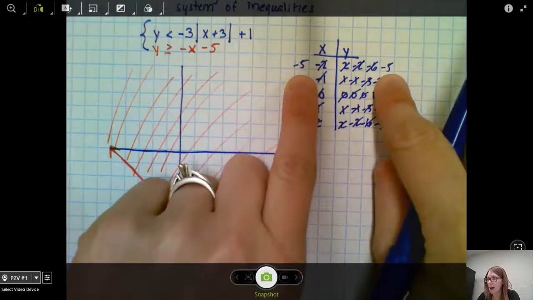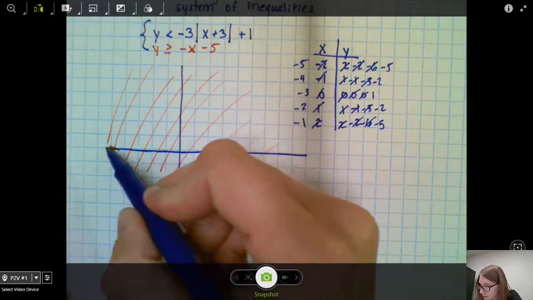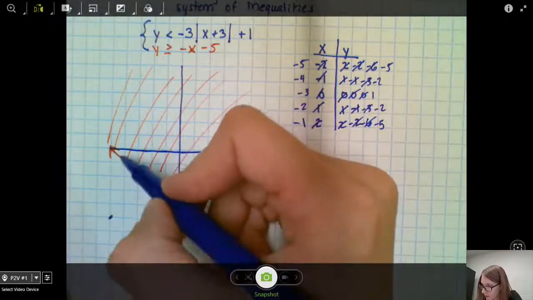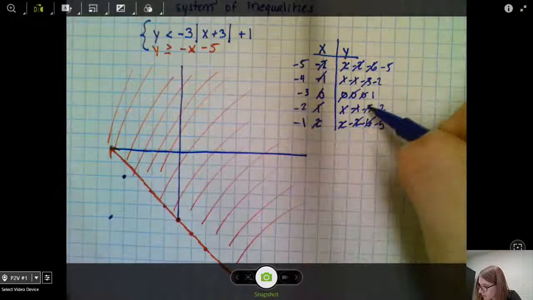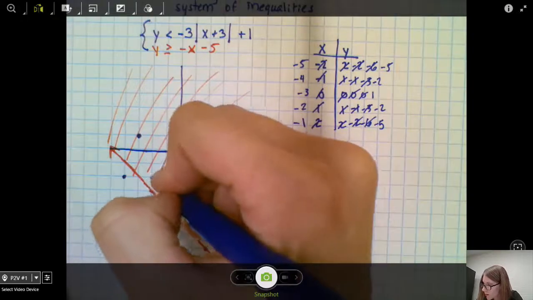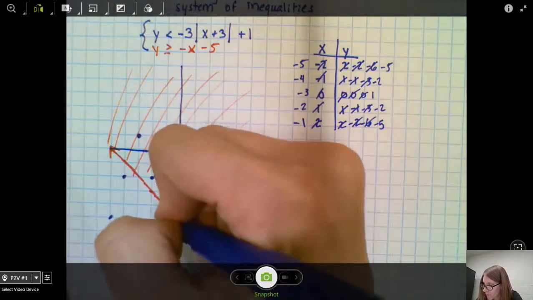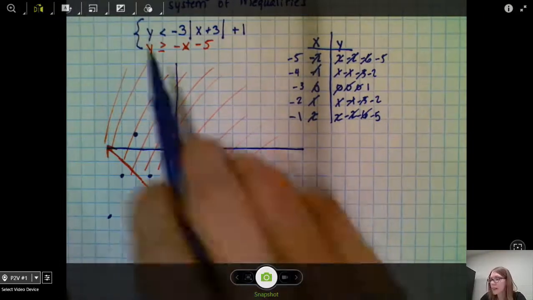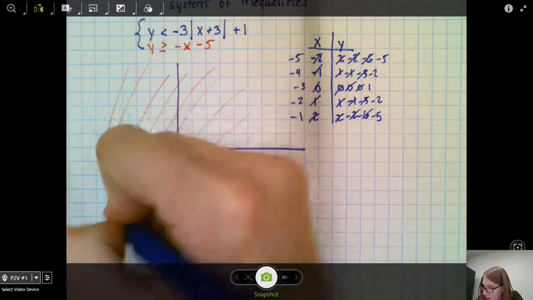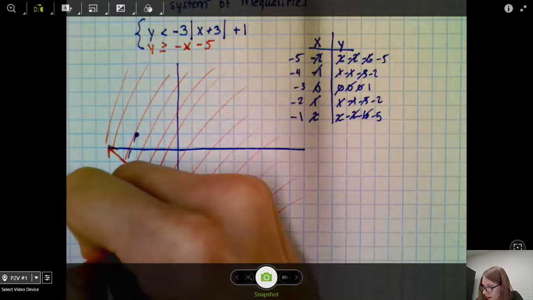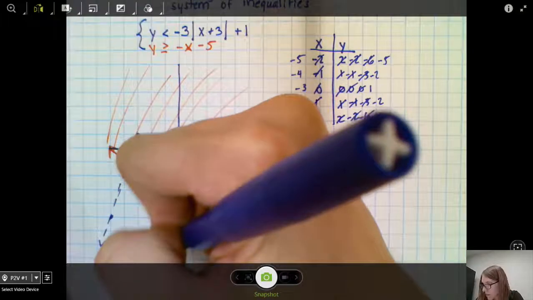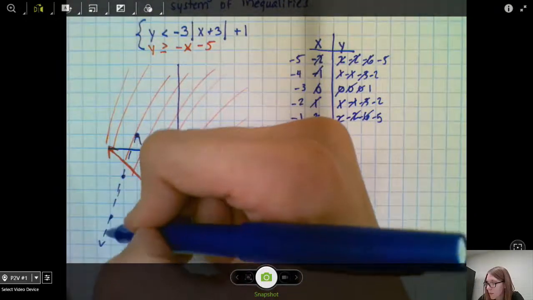So -5, -5. -4, -2. -3, 1. -2, -2. -1, -5. And since my symbol is just less than, we use a dotted line, or a dashed line, to connect your dots. Less than, we shade below.